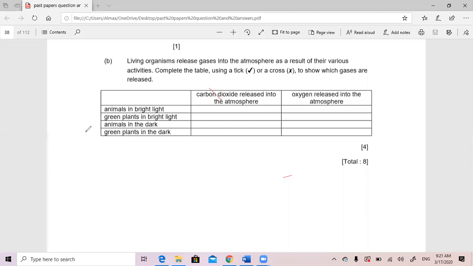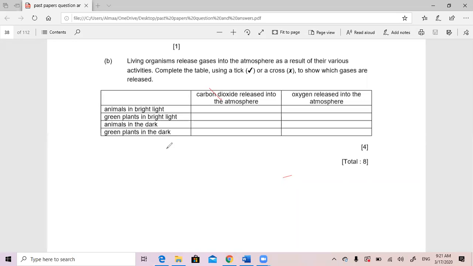Animals in bright light: carbon dioxide released into the atmosphere, and oxygen released into the atmosphere. What about animals in bright light? Do animals in bright light produce carbon dioxide or not? I will choose just Salman also, okay? Just Salman. Yes, for number one, animals in bright light, Salman.